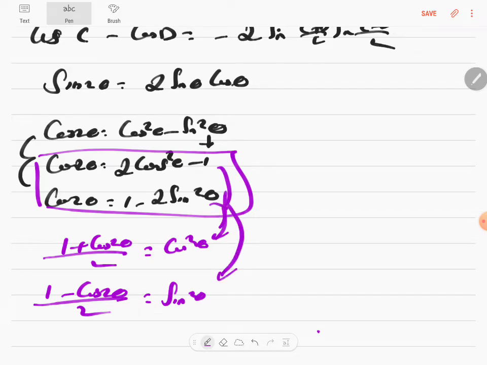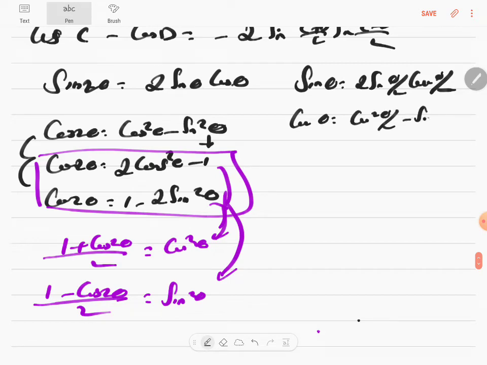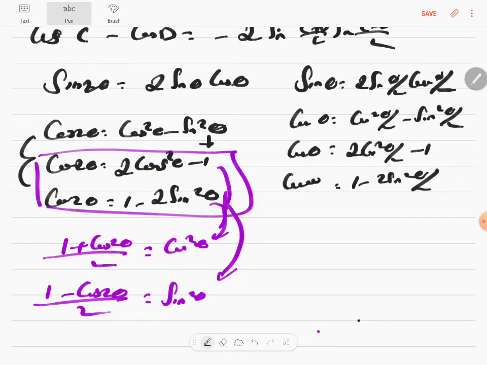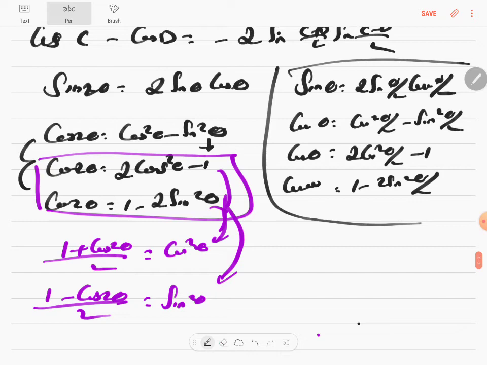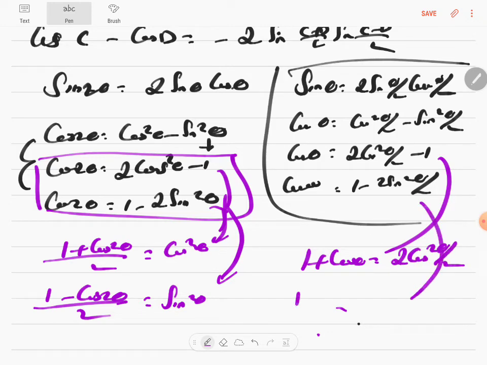Okay. So next is the half angle formula, wherein 2 theta becomes theta, and theta will become theta by 2. So sin theta is 2 sin theta by 2 cos theta by 2. Cos theta is cos square theta by 2 minus sin square theta by 2, or the alternative formula 2 cos square theta by 2 minus 1, or 1 minus 2 sin square theta by 2. Just copying from this formula, you get a half angle formula, and from these half angle formulas you get one more formula. Can you see? It's 1 plus cos theta is 2 cos square theta by 2, and 1 minus cos theta is 2 sin square theta by 2.